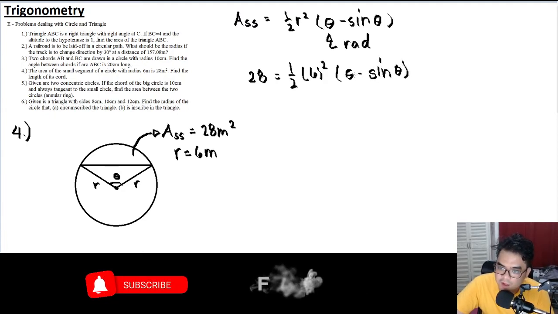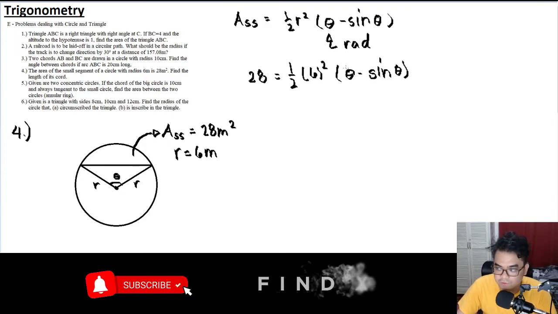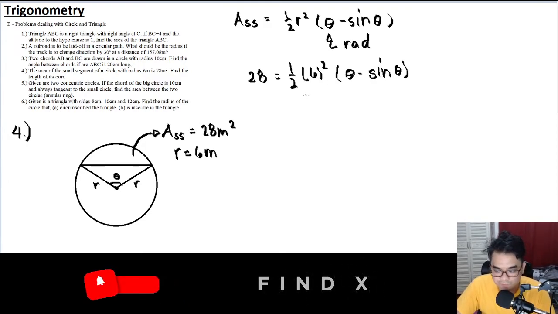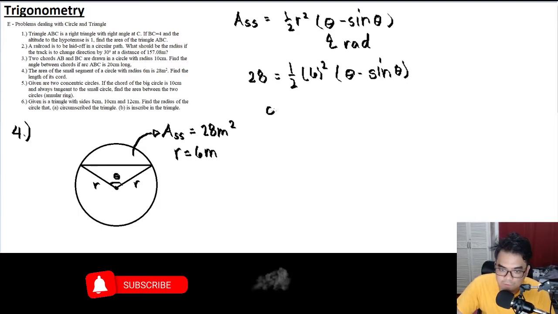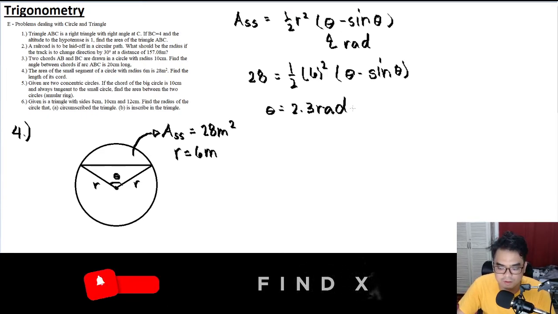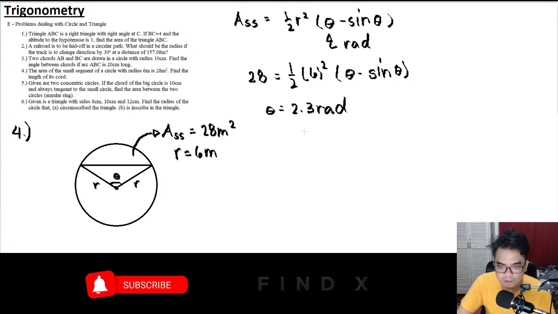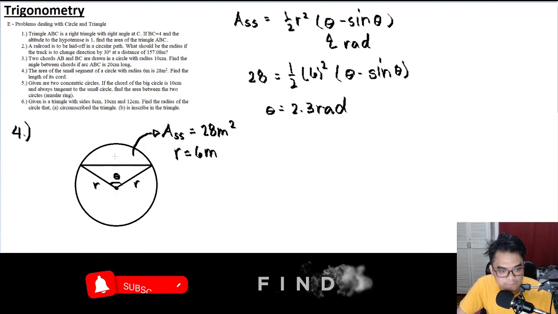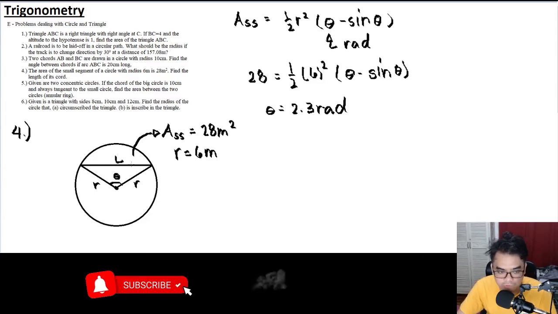You can just use your calculator to get the value, or simply use the shift solve function. Your theta should be 2.3 radians. Okay, so let's say that this is length L. L is the one that we are looking for, so that is the chord.